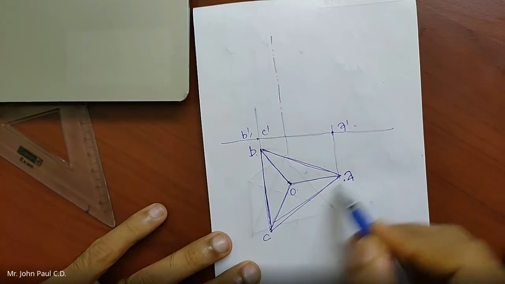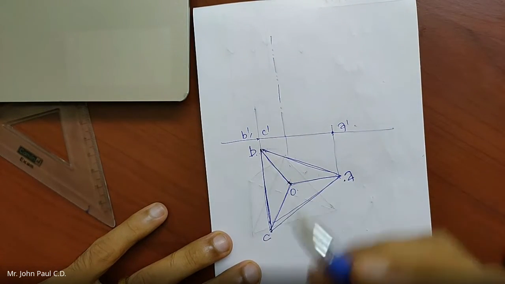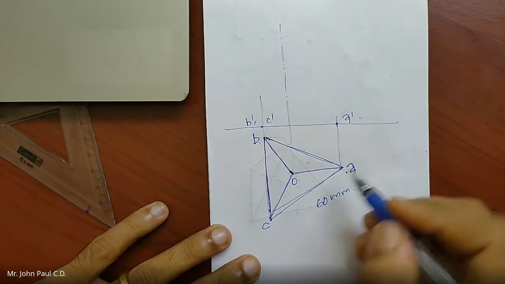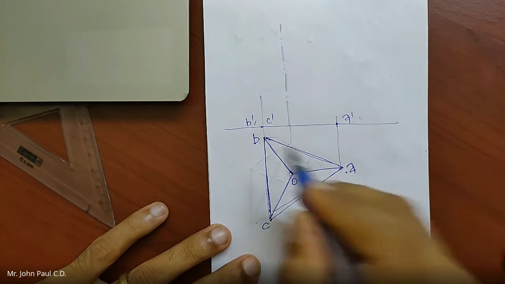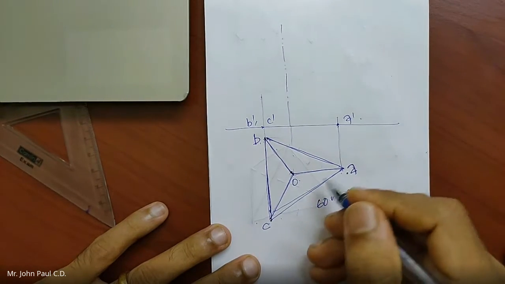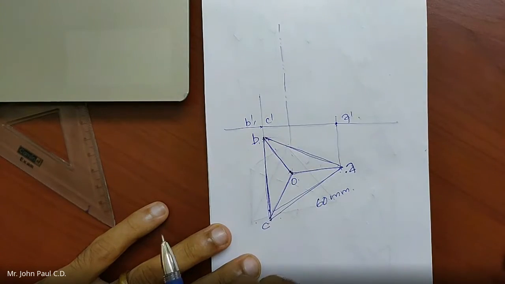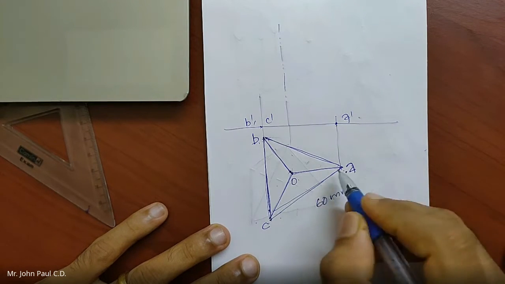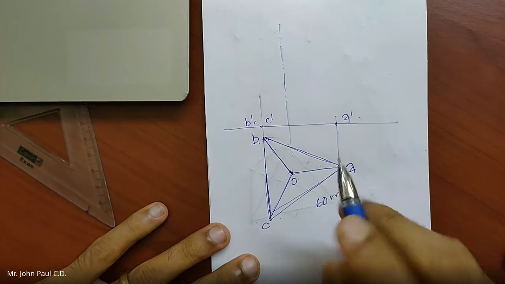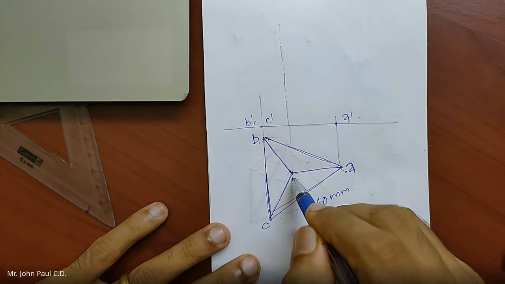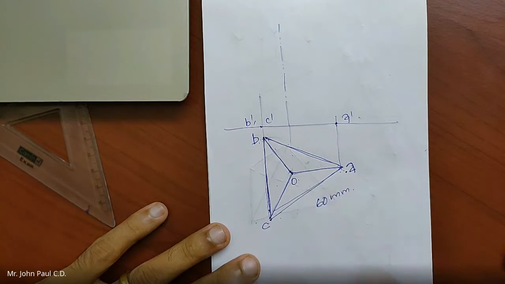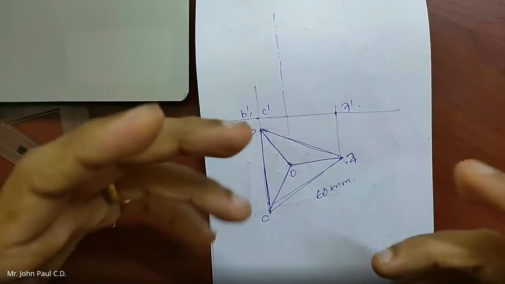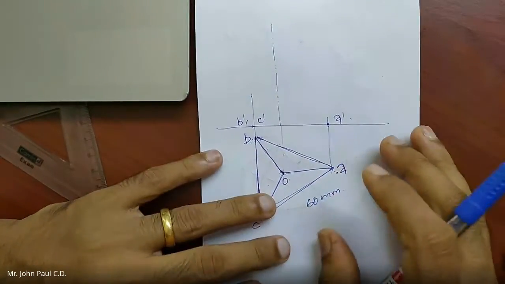Say AC, AB, BC, the size of each is 60 mm, for example. So AC is 60, AB is 60, BC is 60. Of course, you can measure that because it has true length here. And AO is also 60. In top view it may not appear as 60, but actually the edge capital A, capital O is also 60. Capital B, capital O is 60. Capital C, capital O is 60, right? That is how I defined the tetrahedron. All the edges have the same dimension, right?